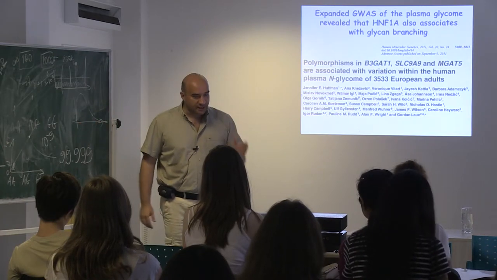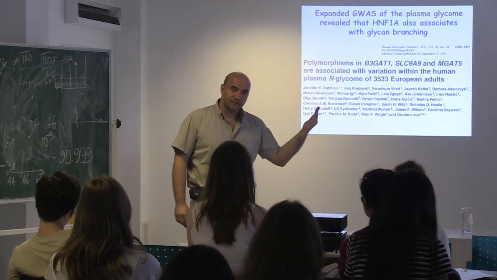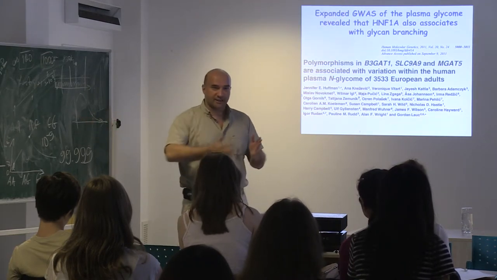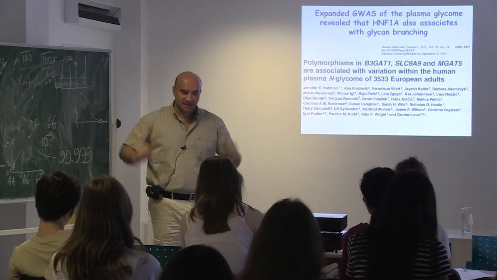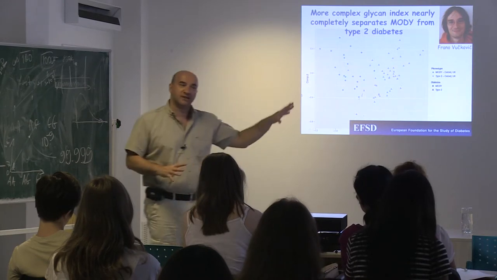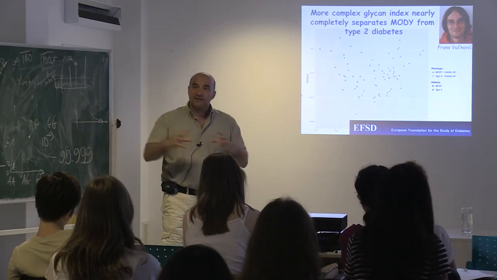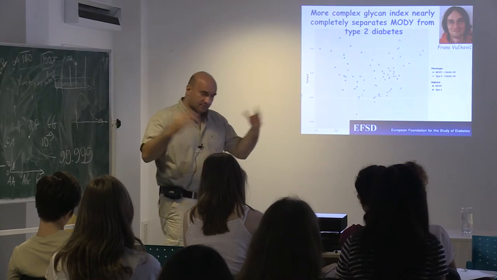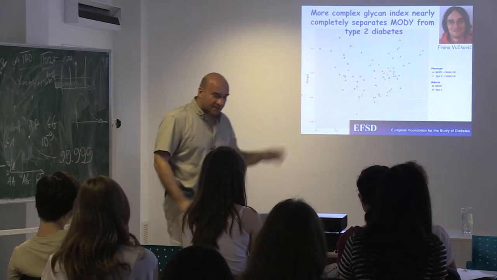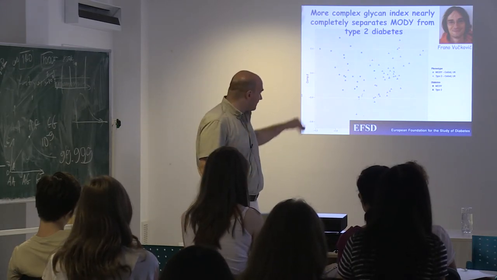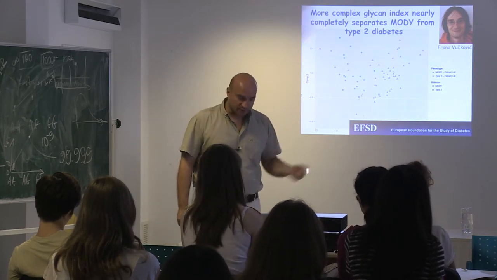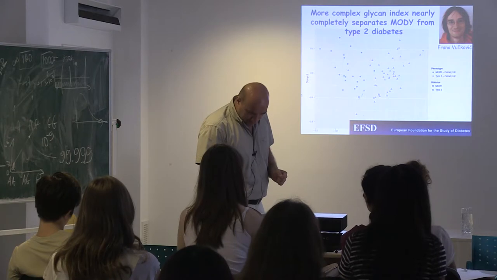So HNF1-alpha is not only regulating fucosylation, it's also regulating branching of glycans, so whether glycans will have fewer or more antennas. And when we tried to combine fucosylation and branching in a single classification test, we got nearly perfect classification. This is something we are working on now, and we have it in a clinical trial in both Croatia and the UK, and we hope to really put this biomarker into clinical use.